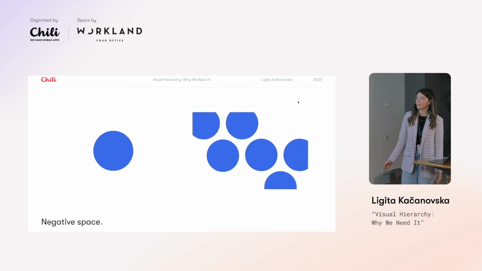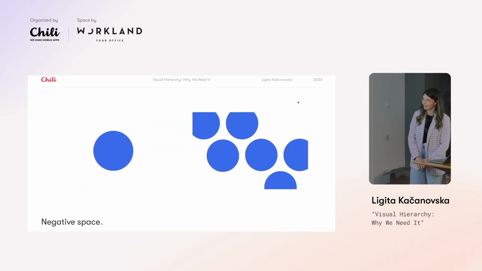Negative space and white space. Is it hard for you to understand which one of these elements is easier to understand? Obviously, maybe the first one, it's much easier because it's alone. And in the second one, it's harder to understand which is the primary one and which is the secondary because they look the same.